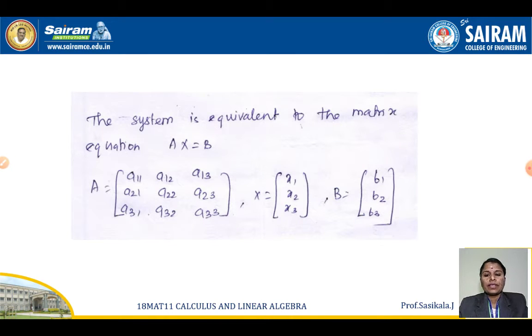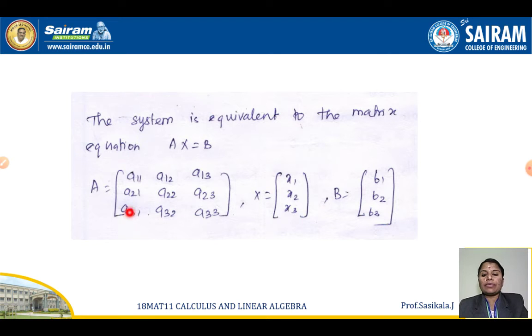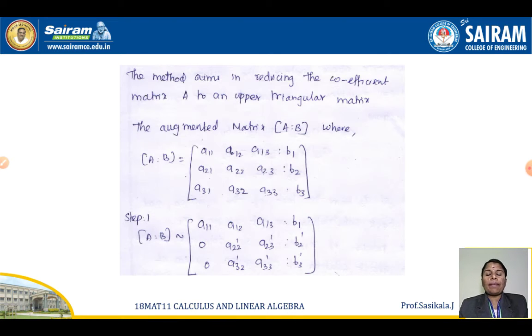Now, for this equivalent matrix equation, we are going to use the Gauss elimination method. We are going to learn stepwise how to use it. The aim of this method is to reduce the coefficient matrix, that is A, to an upper triangular matrix. So I'm going to make it an upper triangular matrix.